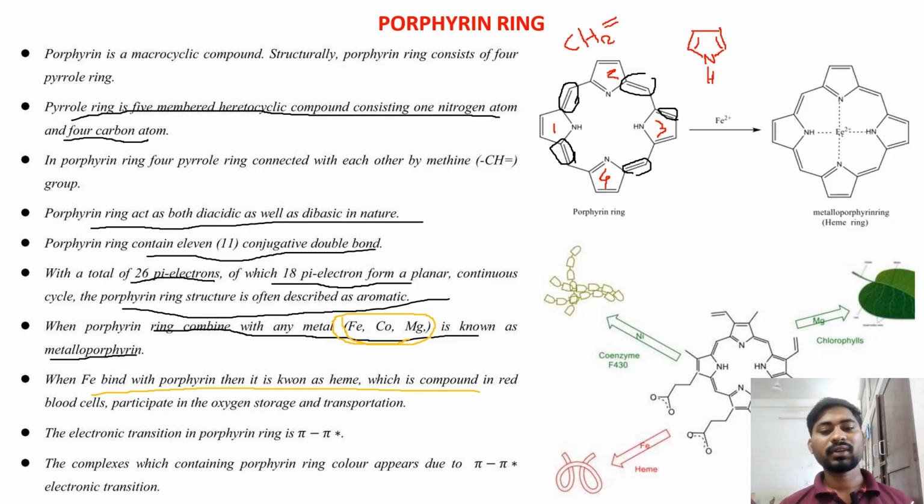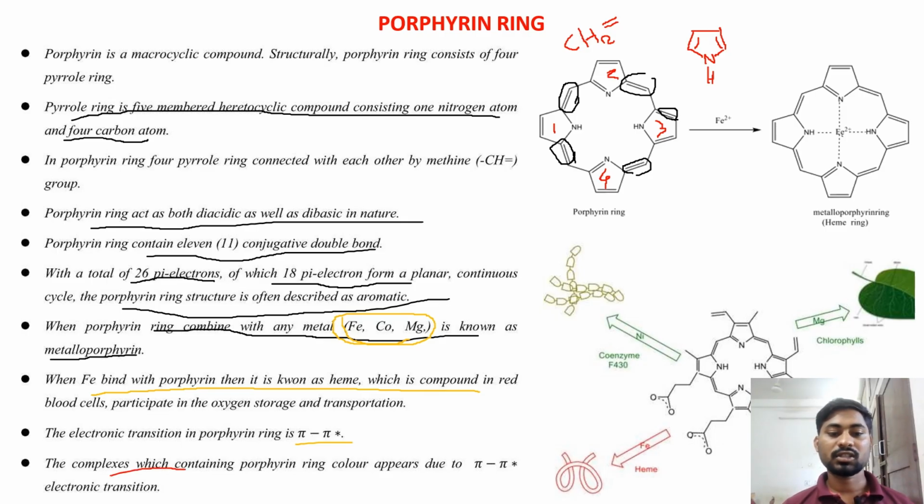The electronic transition in the porphyrin ring is pi to pi star. You will observe pi to pi star in the electronic transition. For example, you can consider UV visible spectroscopy. In that, there are electronic transition states. You can say sigma to sigma star, pi to pi star, n to pi star, sigma to n, like that. There are electronic transitions from ground state to excited state. So here it has an electronic transition of pi to pi star. So you have to remember all those things.